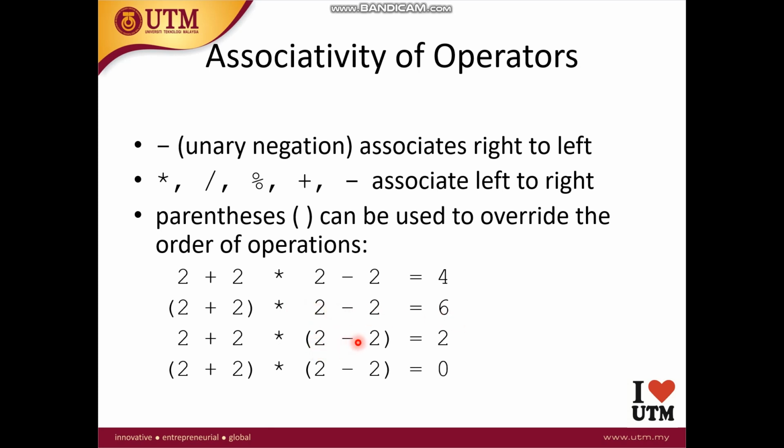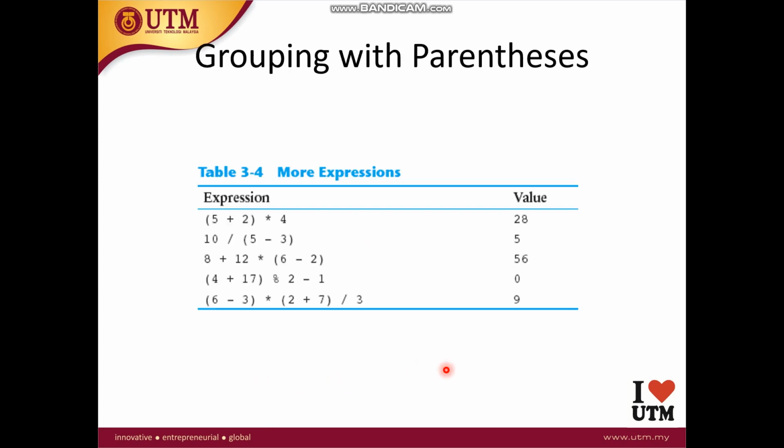Now here, this one is executed first. 2 minus 2 is 0, okay? 0 multiplied by 2 is going to be 0. Plus 2 is going to be 2. This one is executed first. 2 plus 2 is going to be 4. Then this one is going to be executed. 2 minus 2 is going to be 0. 4 multiplied by 0 is going to be 0.